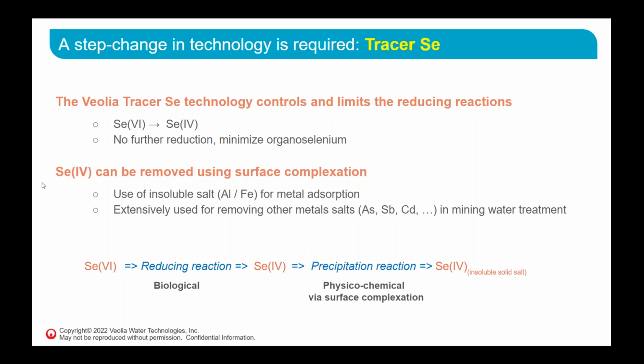So in resume, we take the selenate in the raw water, we reduce it in the biological reactor to have selenite, and then we remove the selenite in the precipitation reactor by a physico-chemical treatment with surface complexation to have an insoluble salt that will be removed within a solid separation sludge.